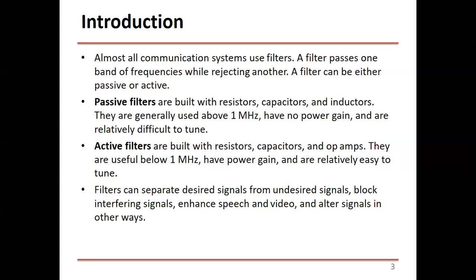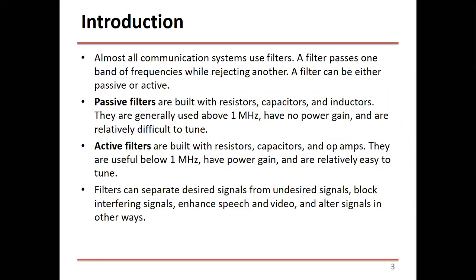On the other hand, the active filters, which involve transistors and op-amps, are built using resistors, capacitors, as well as the active components like transistors and operational amplifiers. We might use inductors, but capacitors can do the job by themselves. And they work, as I mentioned, below 1 megahertz, and they have a power gain and are relatively easy to tune. So these are the differences between passive and active filters.